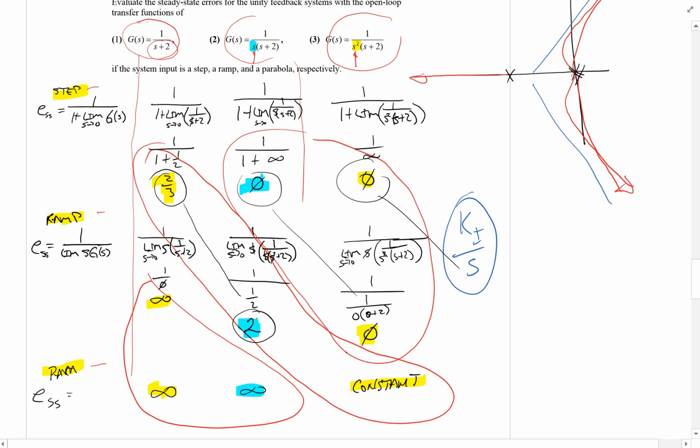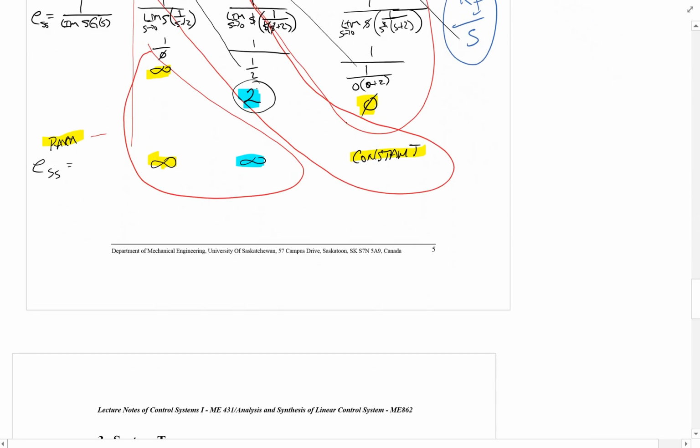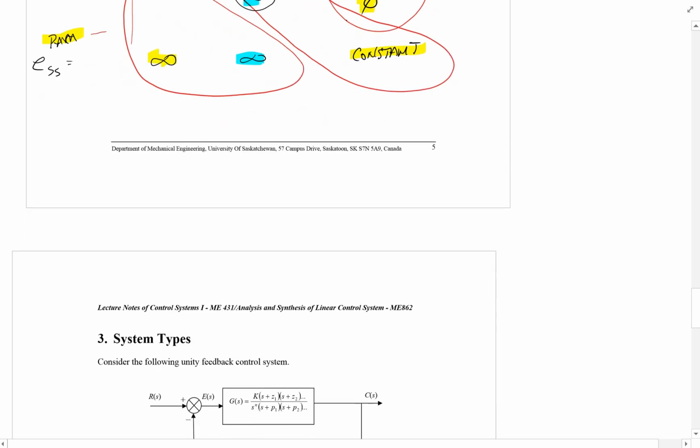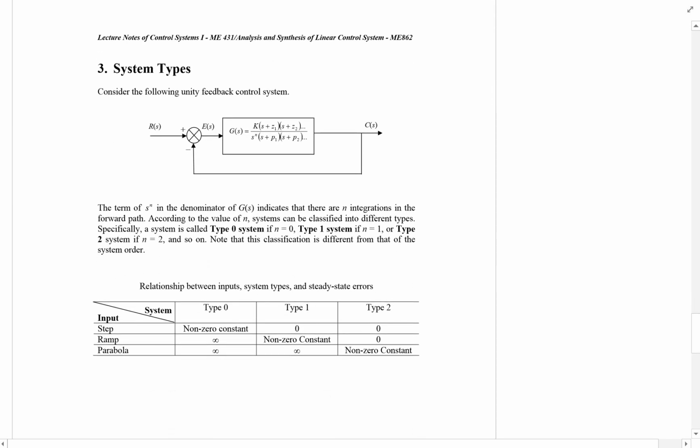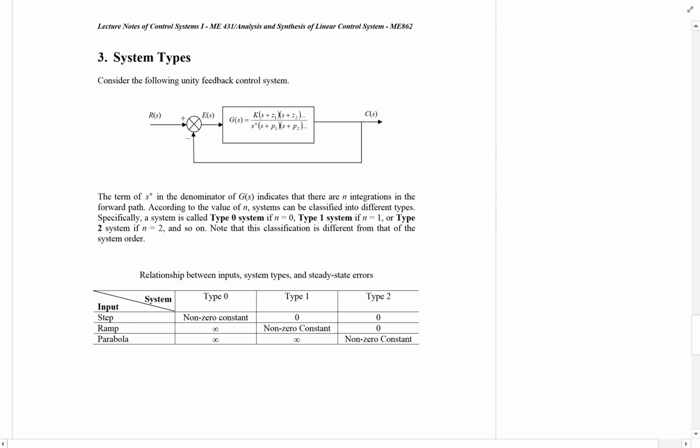And we found some interesting things in here. We found that there was a cluster of them that had zero steady state error. There was a cluster that had infinite steady state error, and there was a cluster also that had a constant steady state error. And so using this idea is where we move forward today and see if we can develop a little bit easier way of thinking about this.